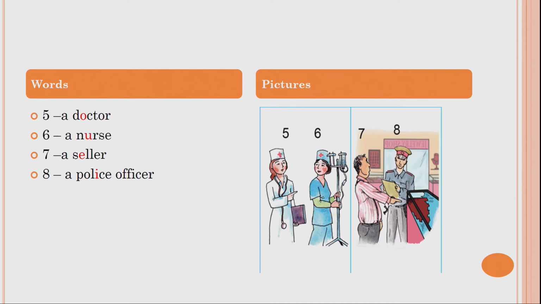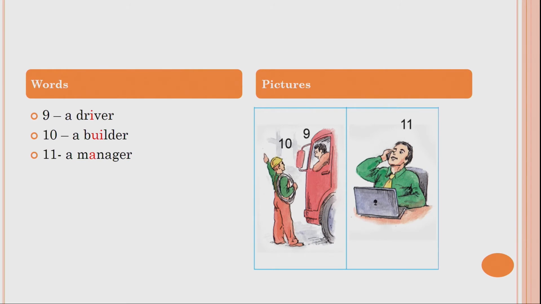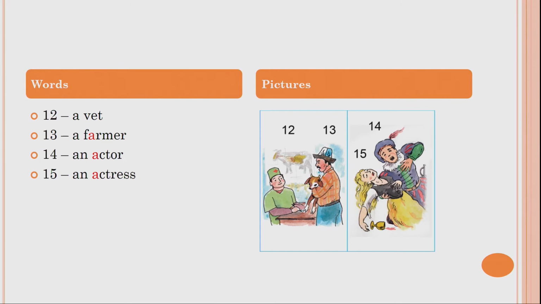Number 5, a doctor. Number 6, a nurse. Number 7, a seller. Number 8, a police officer. Number 9, a driver. Number 10, a builder. Number 11, a manager. Number 12, a vet. Number 13, a farmer. Number 14, an actor. Number 15, an actress.